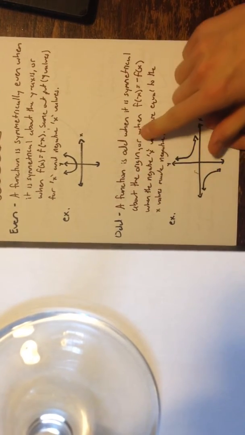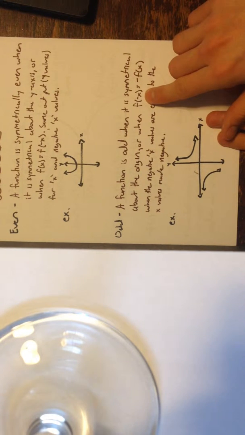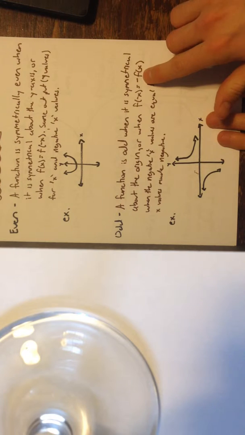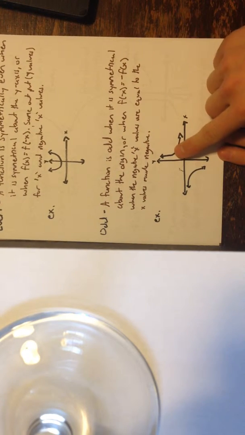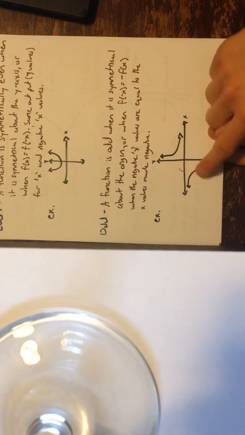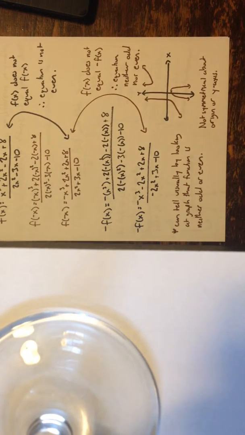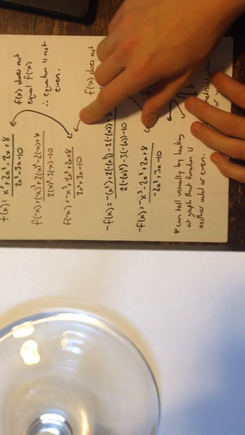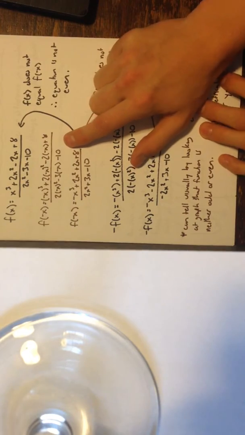A function is odd when it is symmetrical about the origin, or when f of negative x equals the x values made negative. So we see here we have an odd function because it's symmetrical about the origin. To calculate this, we're going to change the signs of x in the equation.